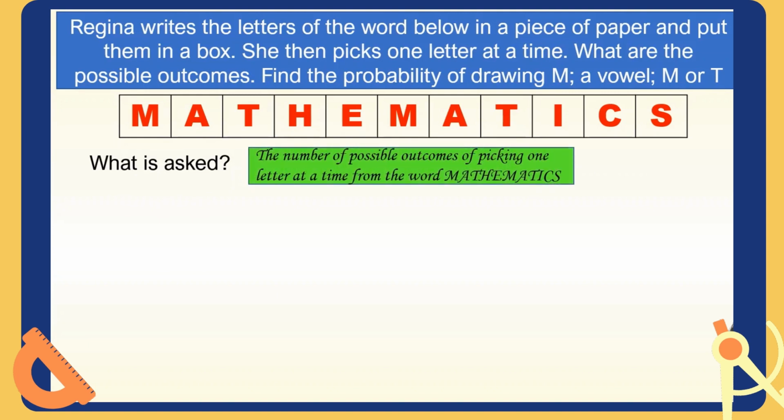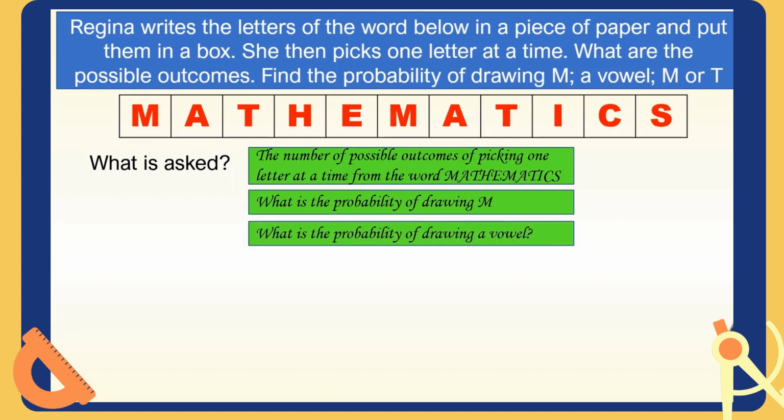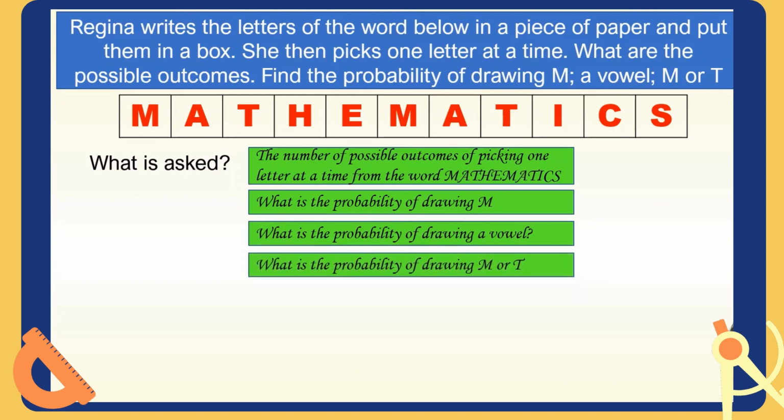The problem asks for the number of possible outcomes of picking one letter at a time from the word mathematics. Then, what is the probability of drawing the letter M? Then, what is the probability of drawing a vowel? And what is the probability of drawing letter M or letter T? So, sa ating problem, meron tayong 4 na tanong.